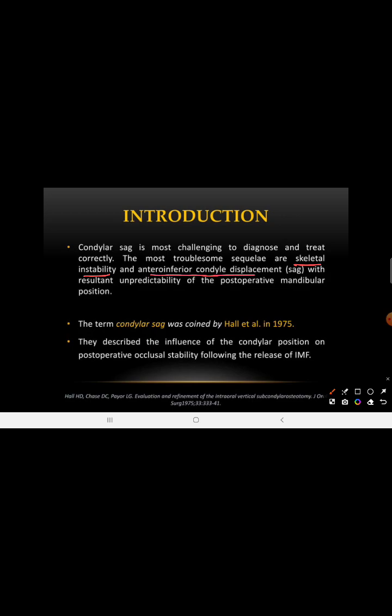The term condylar sag was coined by Hall et al. in the year 1975. They described the influence of the condylar position on post-operative occlusal stability following the release of IMF. So once we release the intermaxillary fixation in the post-operative period, there is an influence of the condylar position, that is, how the condyle has been positioned in the glenoid fossa. That position of the condyle has a very important influence on the post-operative occlusal stability of the patient's mouth.